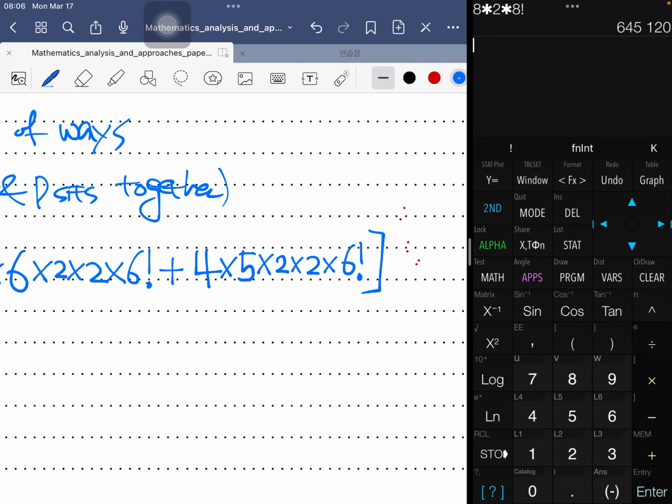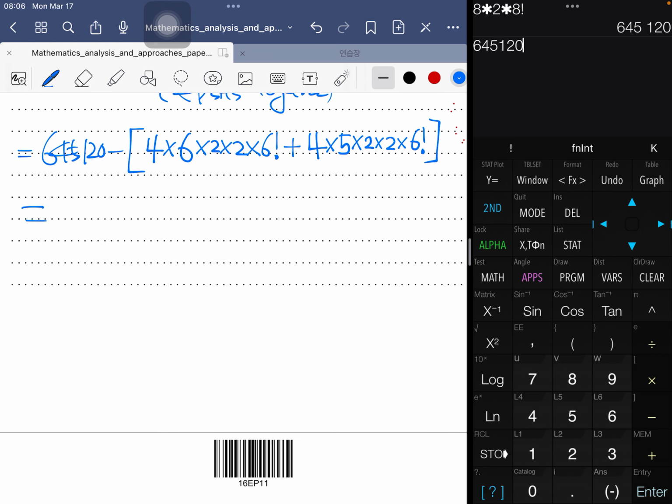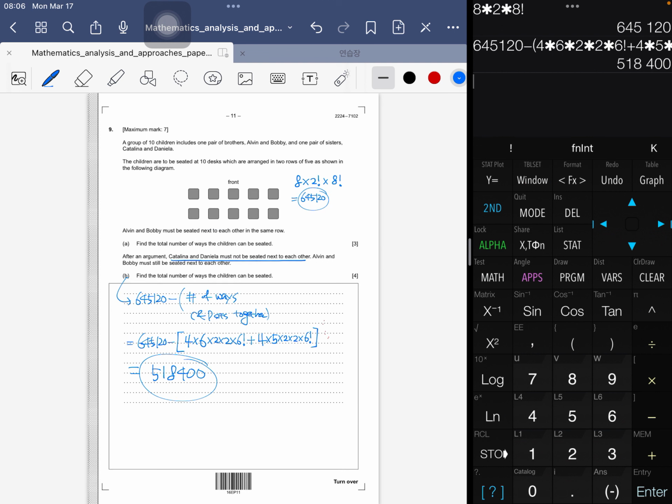So we can find this number, which equals this number minus open parentheses 4 times 6 times 2 times 2 times 6 factorial plus 4 times 5 times 2 times 2 times 6 factorial close the parenthesis, which will give us 518,400 ways.